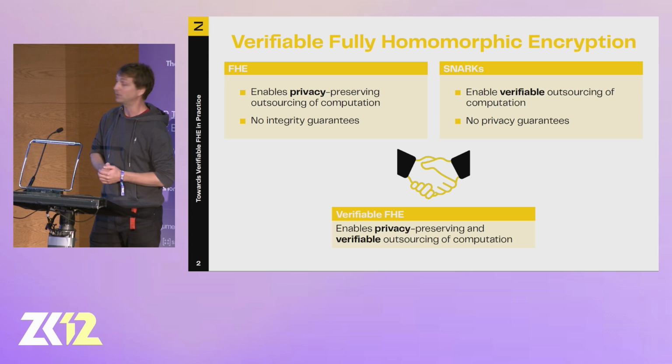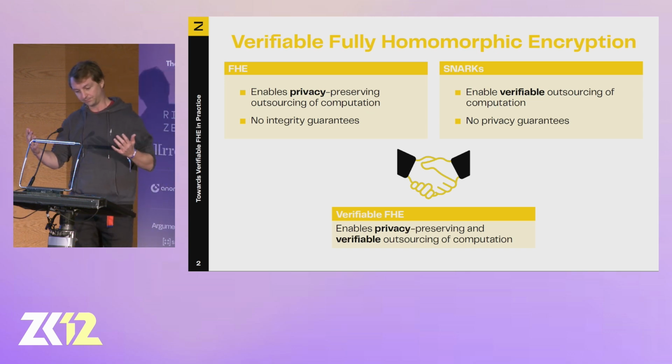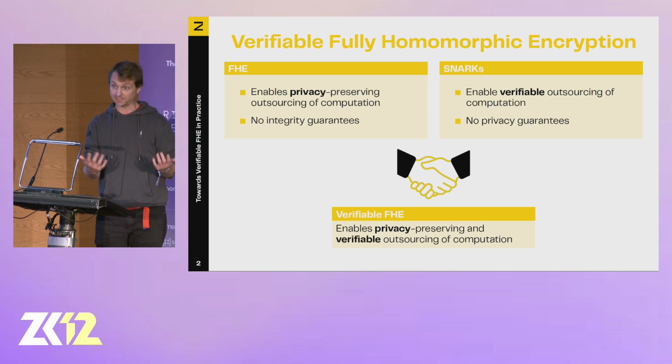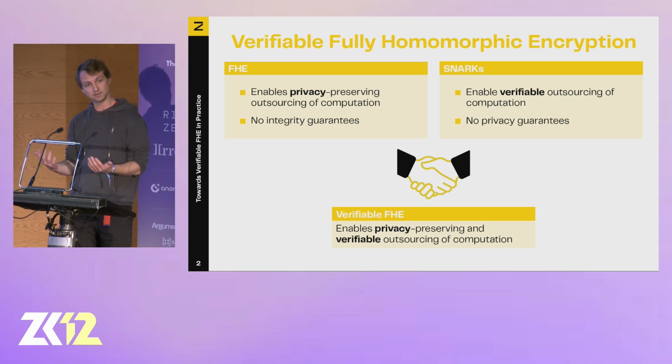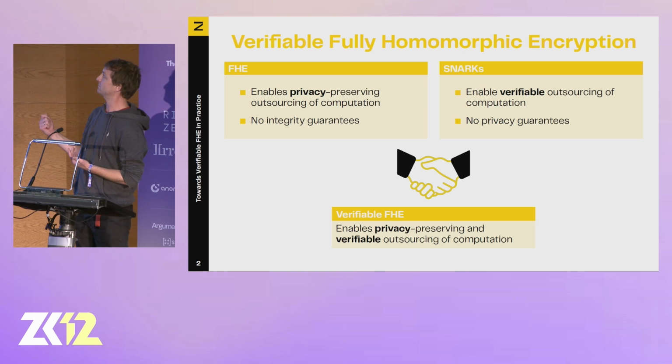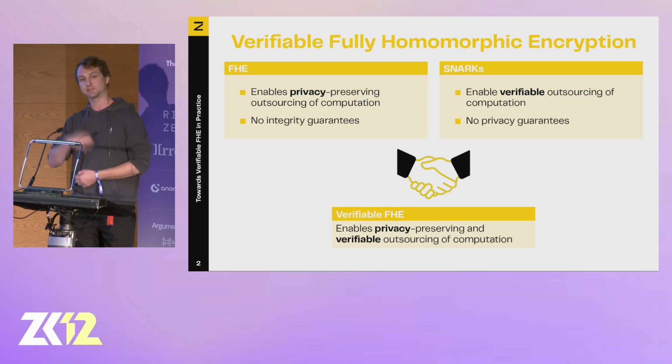You can take your FHE scheme, where you get a circuit that you want to evaluate on your plaintext data. Your FHE scheme tells you how to turn that into a circuit on ciphertext. And then you can take this circuit on ciphertext and prove it using your SNARK. So you can prove the ciphertext operations using the SNARK. In some sense, you're running FHE inside the SNARK.